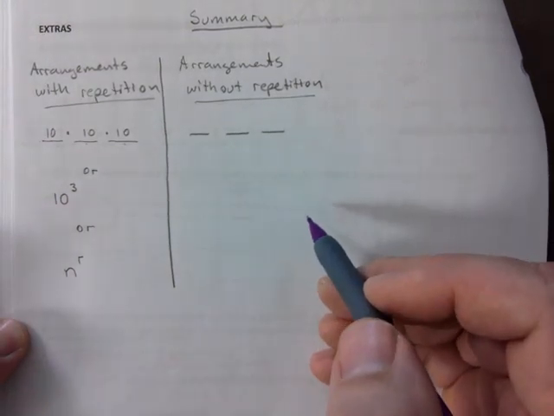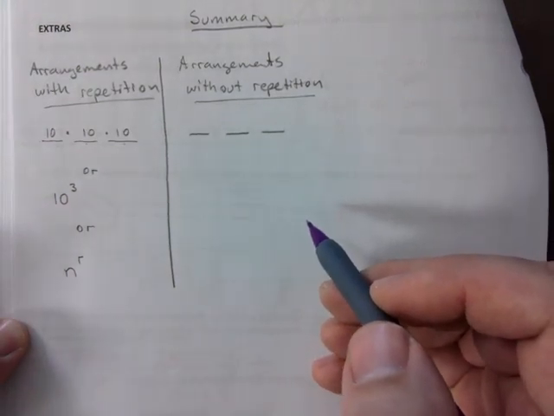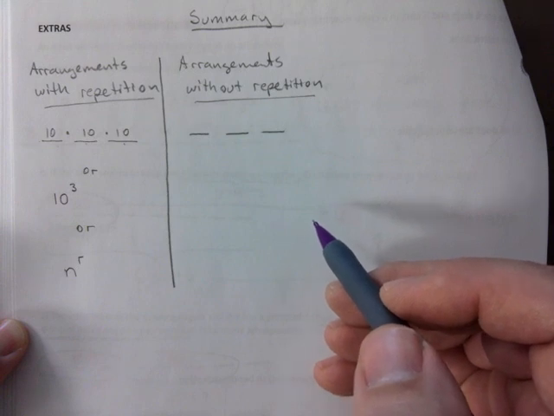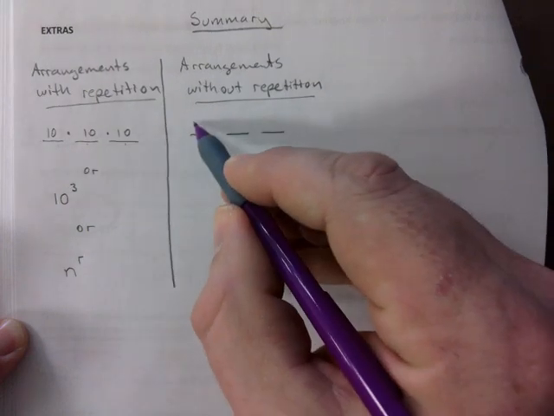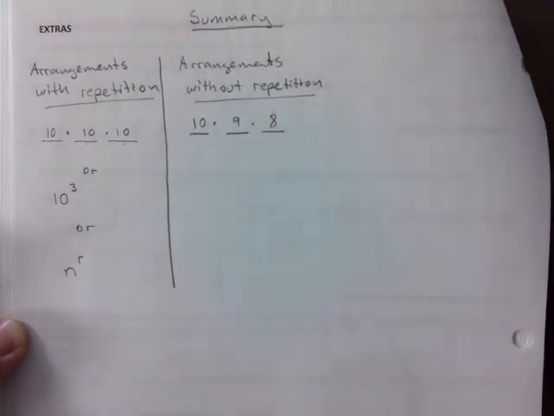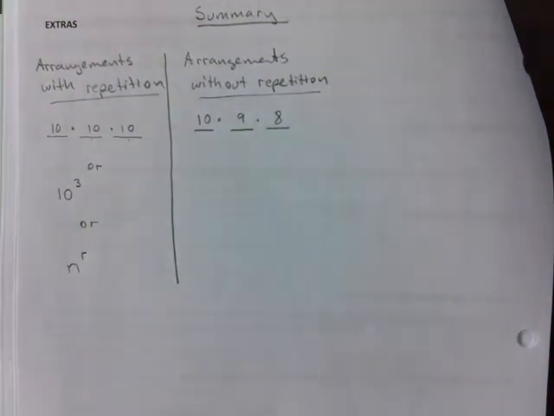It could be letters and digits, right? Then you have 26 plus 10, that'd be 36 options. It could be special characters, you name it, right? So don't just be fixated on the 10. But in this case, if the repetition was not allowed, you would obviously slowly decrease in the number of options you have.